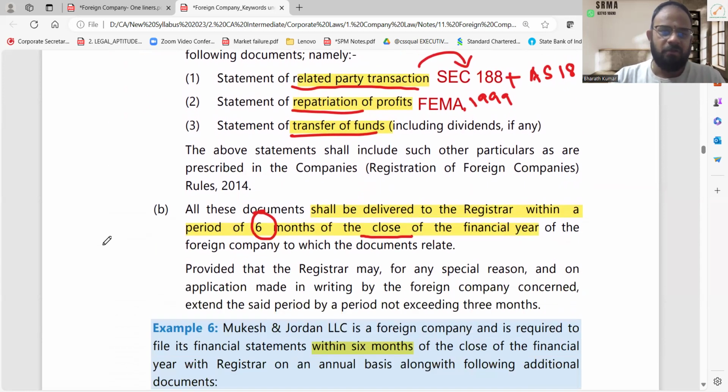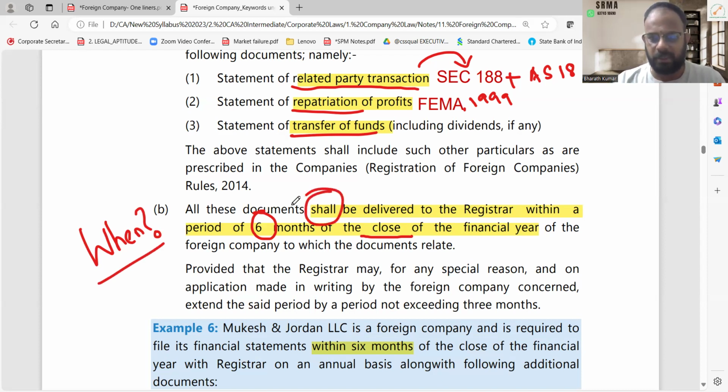When will you do all this? The exam question. All these documents shall be mandatorily delivered to the registrar within a period of 6 months of the close of the financial year. Once the financial year is closed, within 6 months you will have to deliver it to the registrar, because it can be based on any financial year closing.